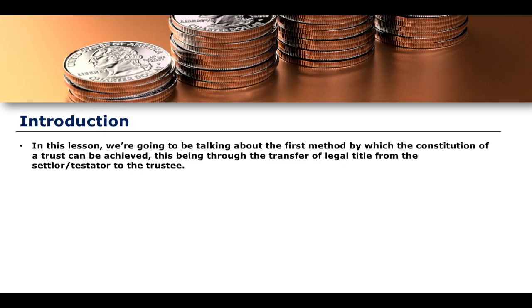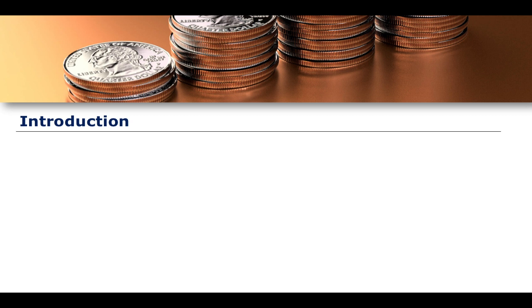So, we'll be talking specifically about the first method by which constitution of a trust can be achieved. This is through the simple transfer of legal title from the settlor or the testator to the trustee. Remember from the previous lesson that one of the issues in the case that we explored was that the transfer of legal title was incomplete because of the method by which title was transferred. It was not transferred in a valid way. It was transferred by way of a transfer of the certificate of shares rather than the prescribed corporate rule, which was the registration of the name of the trustee with the bank. As a result of which, no trust was created.